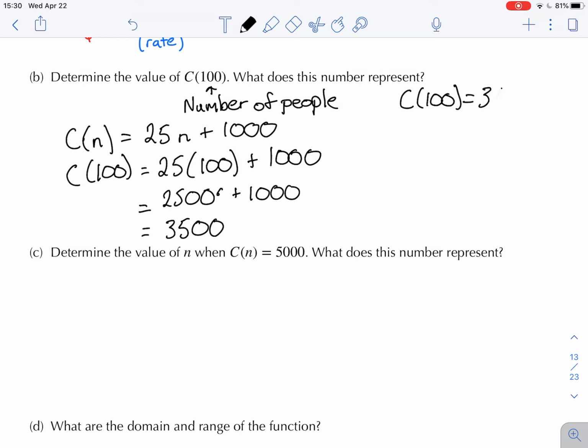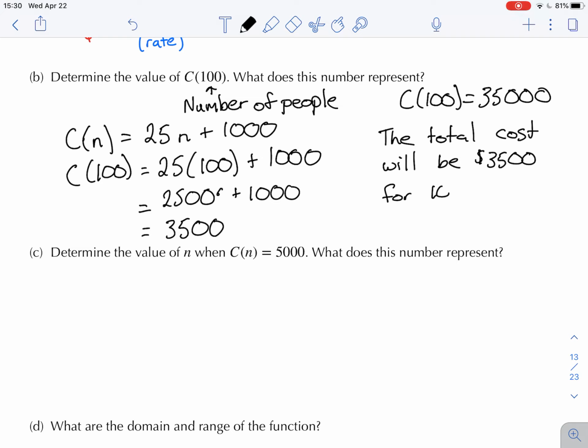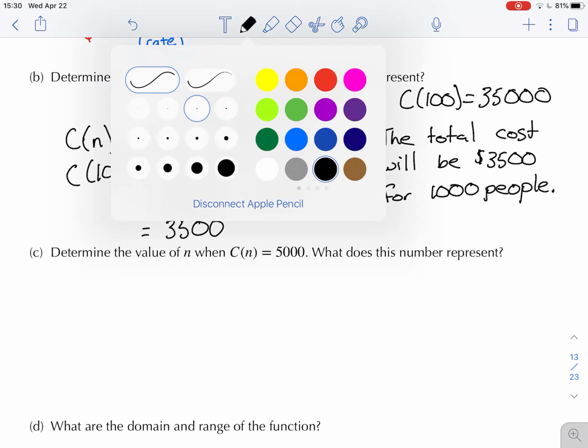So what does this number represent? C of 100 equals $3,500 means the total cost will be $3,500 for 100 people.